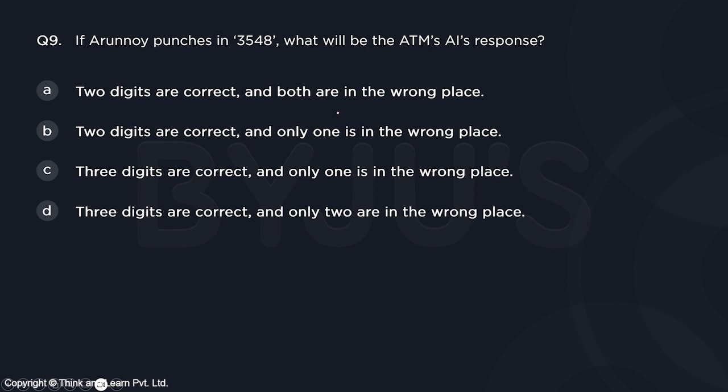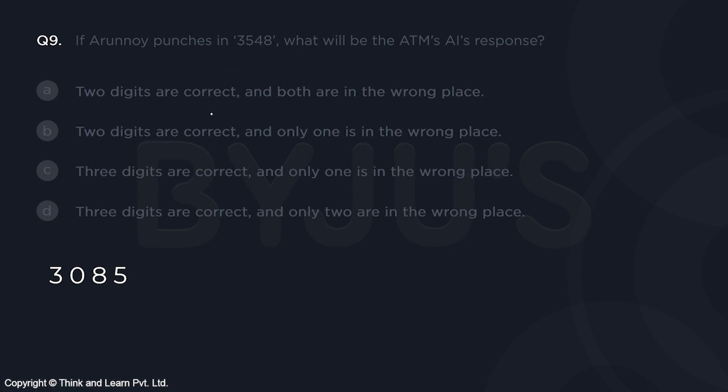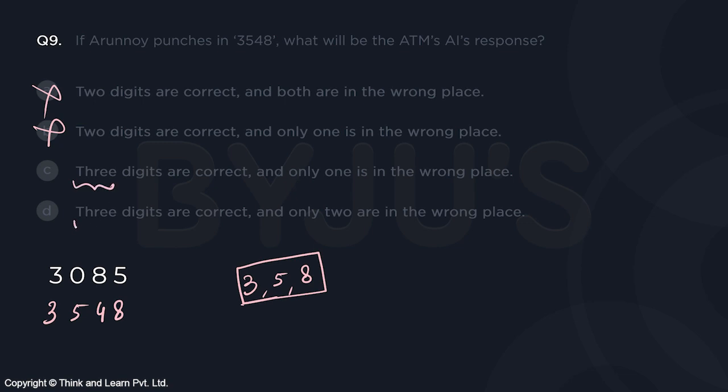If Aruno punches in 3548, what will be the ATM's AI's response? So let's have a look. If he puts in 3, 5, 4, 8. So 3 is one of the correct digits, 5 is one of the correct digits, 8 is one of the correct digits. So I see that 3 of the digits are correct. So option A and B are gone because 3 digits are correct.